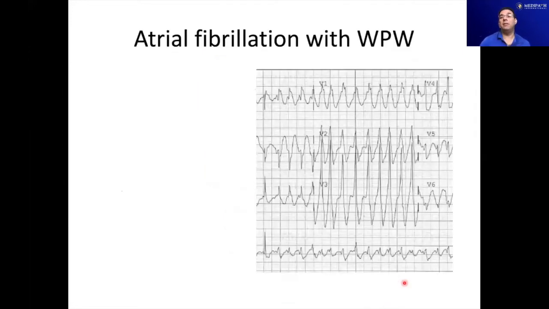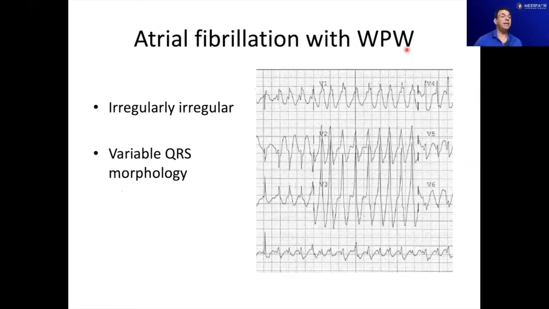This is an example of atrial fibrillation with WPW. Again, it's irregular, tough to see, but if you look, this P wave is consecutive, but then this one is longer. There's another one that's longer. So it's irregular and wide. Atrial fibrillation with WPW is what we're looking at here.